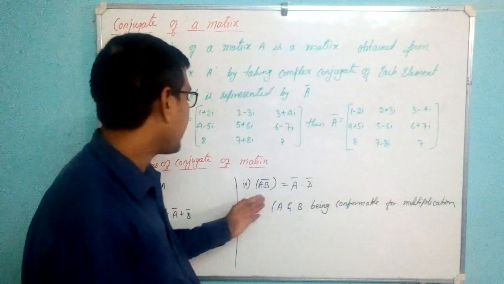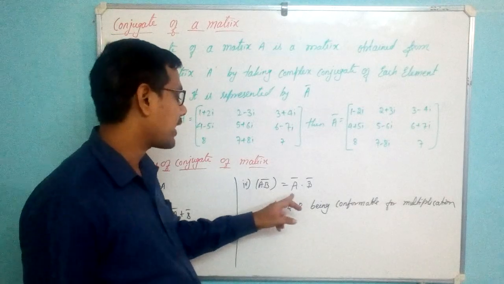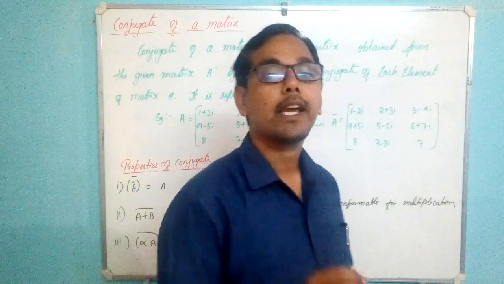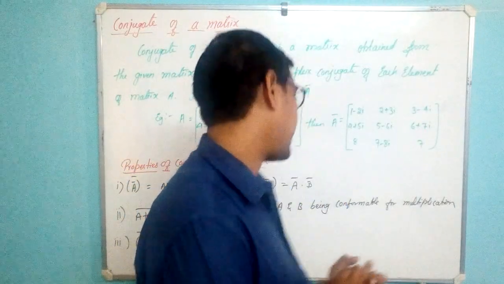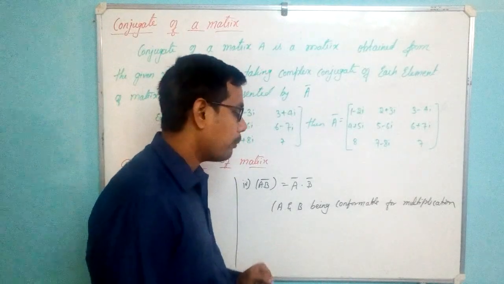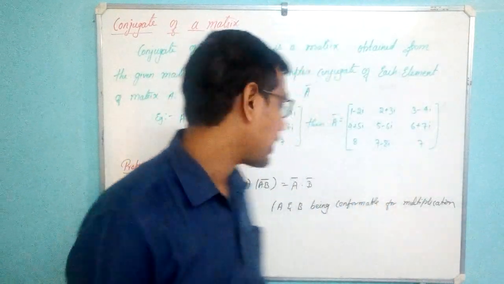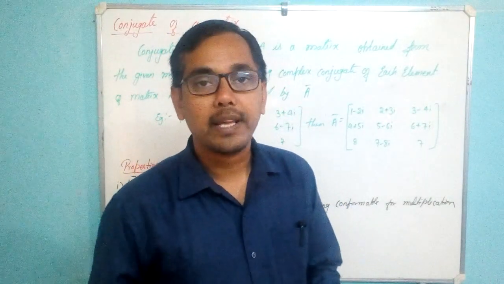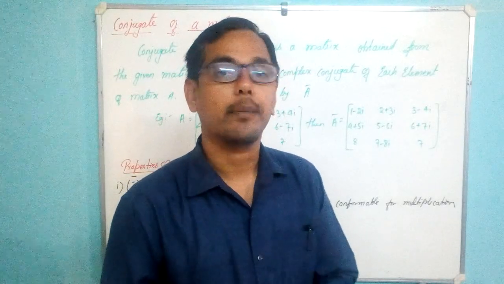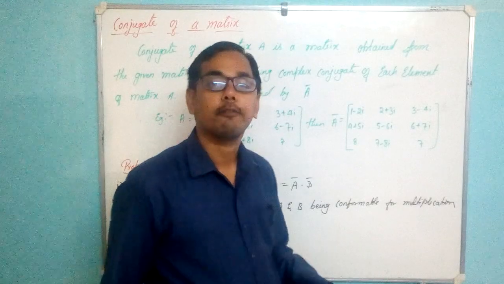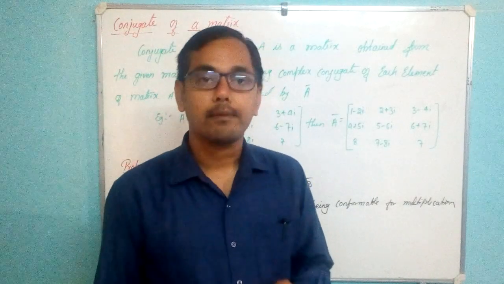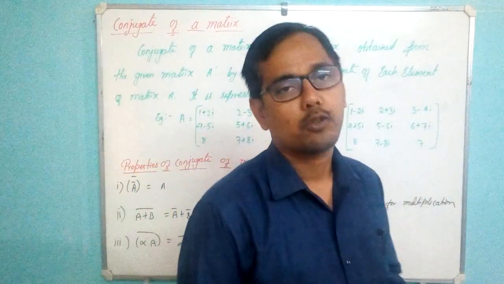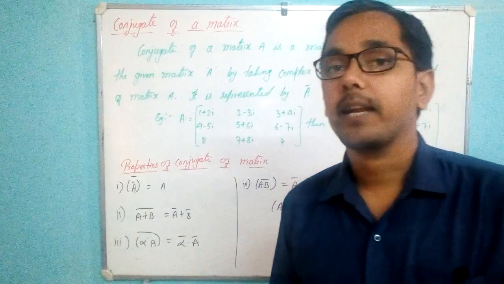Okay. Coming here, A into B whole conjugate can be written as A conjugate dot B conjugate, right? Where A and B are conformable for multiplication. So what do I mean by conformable for multiplication? A and B are matrices here. If you want to multiply the matrices, they should be suitable for matrix multiplication. That is the meaning of conformable for multiplication. Okay, so that is all about the conjugate of a matrix and its properties. So once again, pause the video for a moment here and make a note of this.